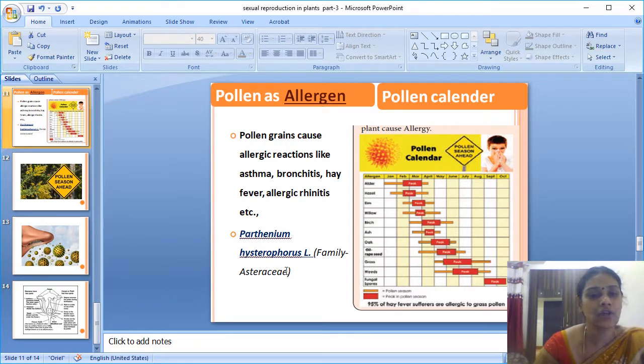Parthenium hysterophorus is a plant that comes under the family Asteraceae. This plant is actually carrot grass. It is a source of pollen grains and is present in grassy places. It is not endemic to India, but it came from America. It was introduced into India through wheat cereals. So it causes allergic reactions in allergic persons.